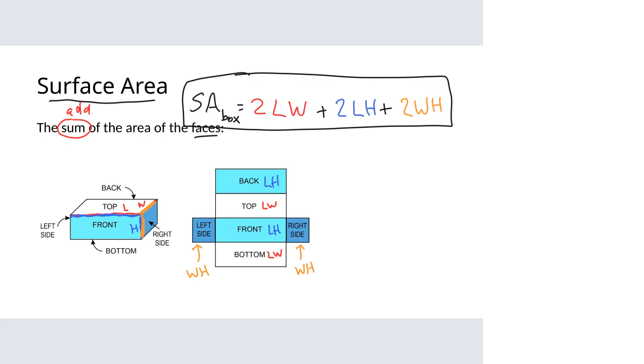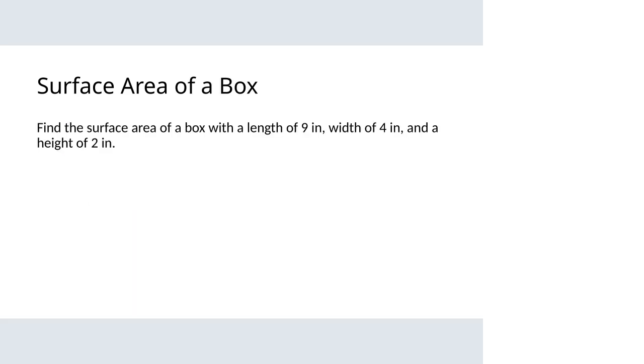Are there any questions about the formulas for volume and surface area before I have you try to find volume and surface area of a box? Fantastic. Okay.